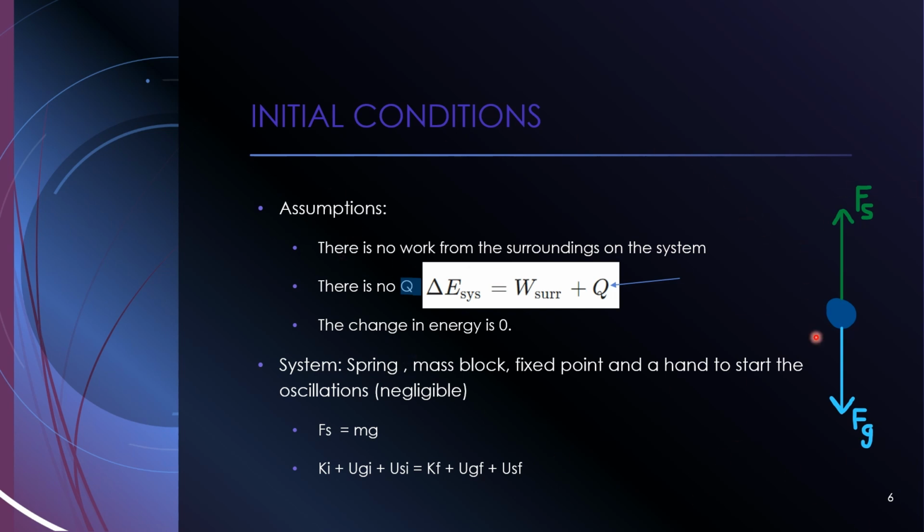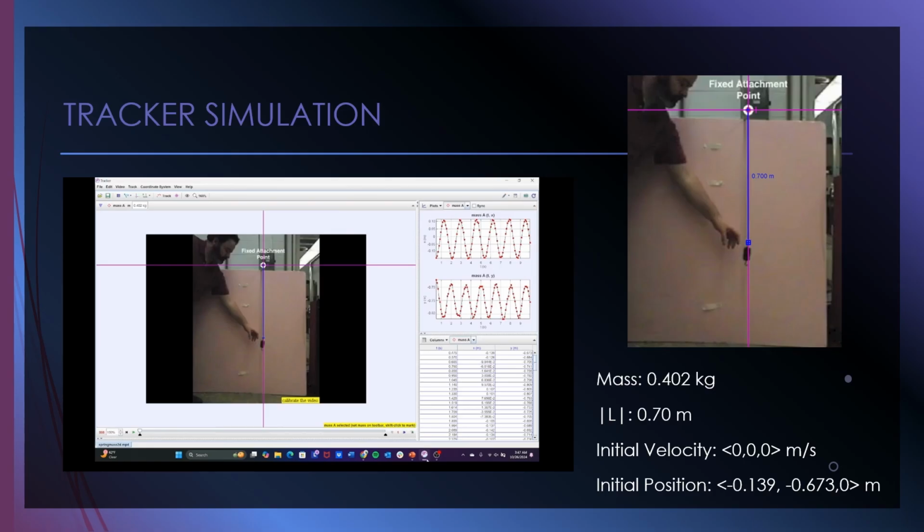And if you look to the right over here, we have our free body diagram, and our two forces are the force of the spring and the force of gravity. And since those are in directly opposite directions, we can set those two equal to each other, which will be very useful for some calculations later.